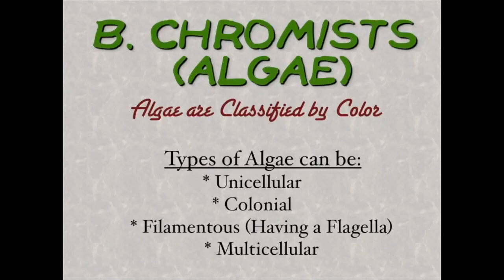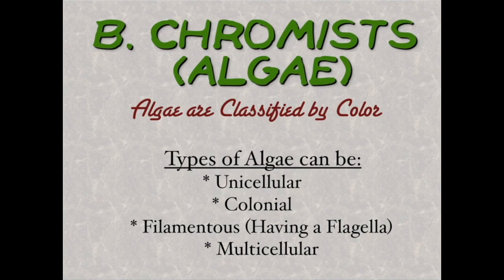Okay, so let's talk about not protozoa anymore. Let's talk about chromists, or algae, plant-like protists. Algae are classified by color. Now remember, protozoa are classified by movement. Algae, however, are classified by color.